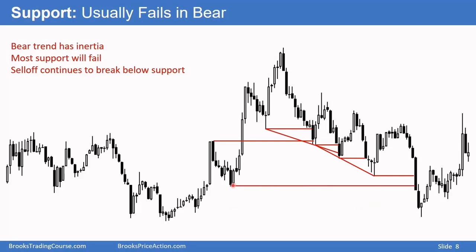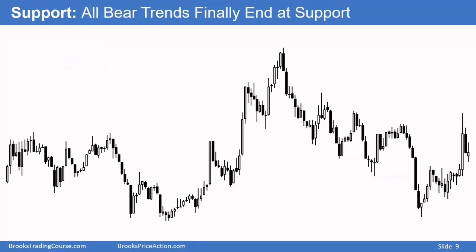Potential support here. We have a spike, pullback, second push, third push. It's a spike and channel bull trend, spike, pullback, channel. Usually the bottom of the channel is support. The market fell through that as well. Most support fails in a bear trend. However, all bear trends finally end at support. That means it's important to keep looking for support and then watching how the market behaves at support.